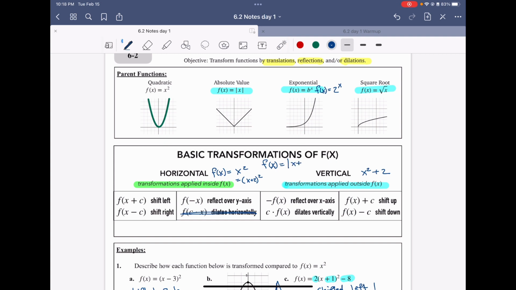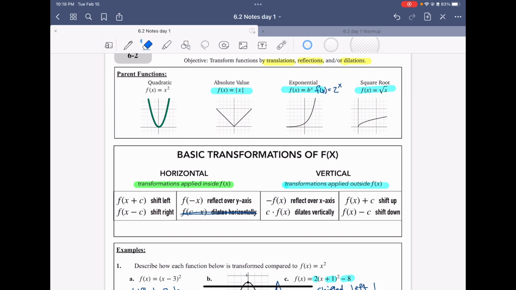So it'd be absolute value of x plus 2, with the x plus 2 in the absolute value sign, versus f of x equals absolute value of x, plus 2. That would be the difference between applying something inside the function in an absolute value versus outside the function in absolute value. That one's not too hard to see. It does get a little trickier. I'm going to erase these so I have some room. It does get a little trickier when we get to exponential and square root.